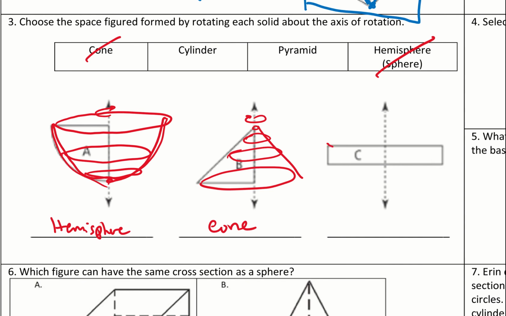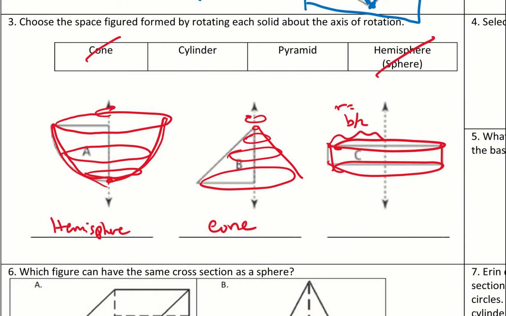And we talked about this one earlier. If I rotate this like that, then it makes a cylinder. And the radius of the cylinder is half of the base of that rectangle. But in any case, it's a cylinder.